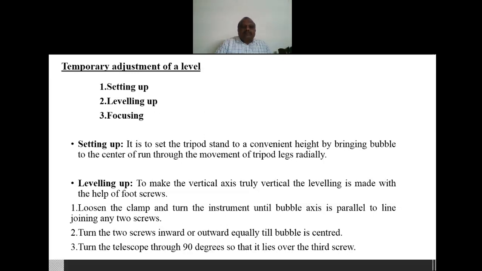Leveling up involves the following procedure. First, loosen the clamp and turn the instrument until the bubble axis is parallel to the line joining any two screws. The second step is to turn the two screws inward or outward equally till the bubble is centered. The last step is to turn the telescope through 90 degrees so that it lies over the third screw. Repeat the procedure till the bubble is centered.